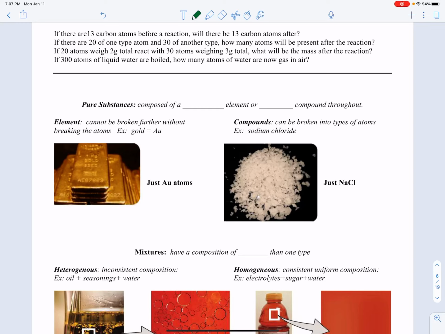Let's see how you did. If there were 13 atoms before, will there be 13 atoms after? Yes.